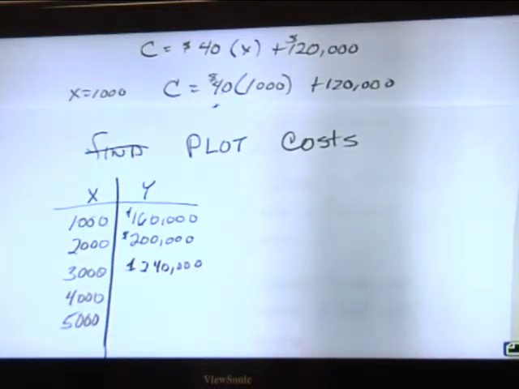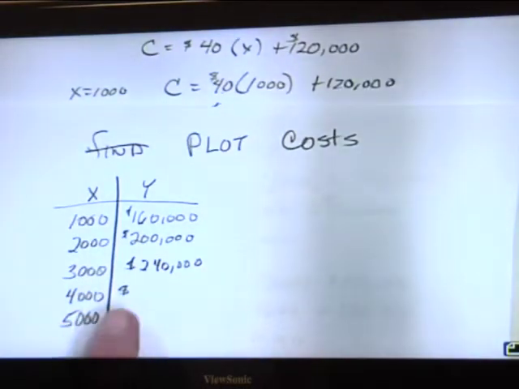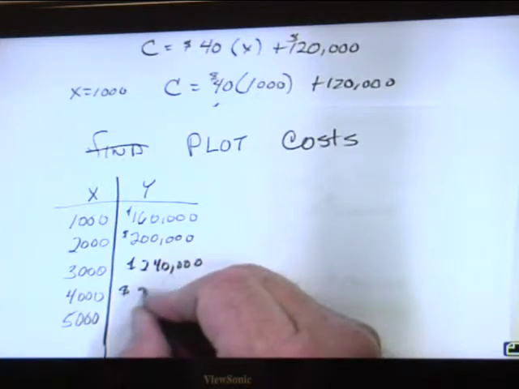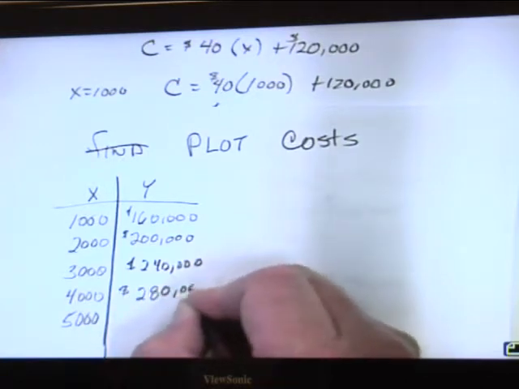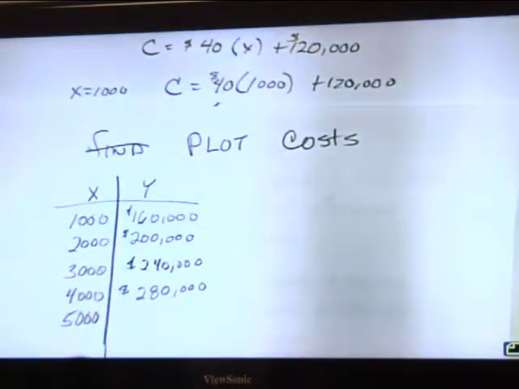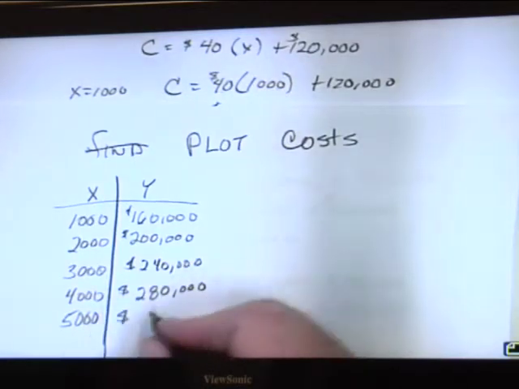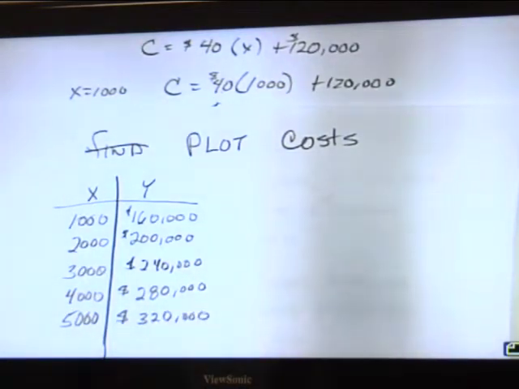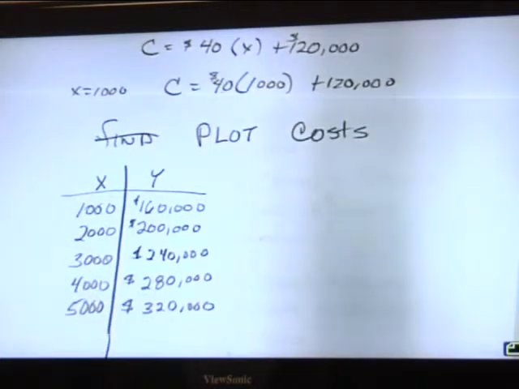Now, I'm just going to enter this data in, because I've shown you how to do the calculations. But if we were to plug in 4,000 for our X, the Y would turn out to be $280,000. And if we plugged in 5,000, the Y would turn out to be $320,000. And now we can plot that using graph paper.